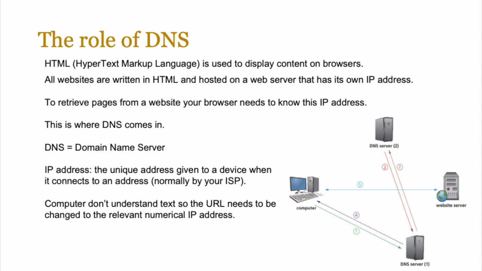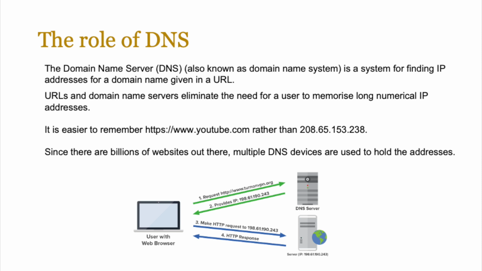And this is where the domain name server comes in. So put simply, the DNS is a system for finding IP addresses for a domain name which is given in a URL. URLs and domain name servers eliminate the need for a user to memorize long numerical IP addresses. It's easier to remember something like youtube.com rather than 208.65.153.238. And since there are billions of websites out there, multiple DNS devices are used to hold these addresses, and they communicate with each other as well if they can't find the IP address of a particular URL.